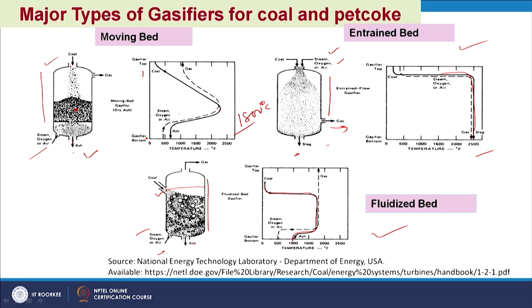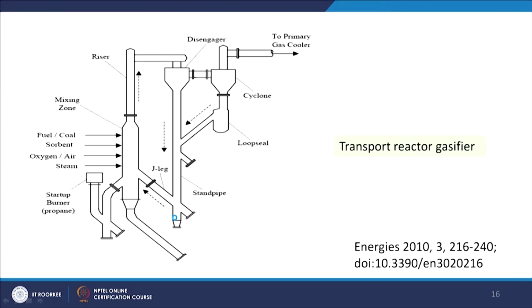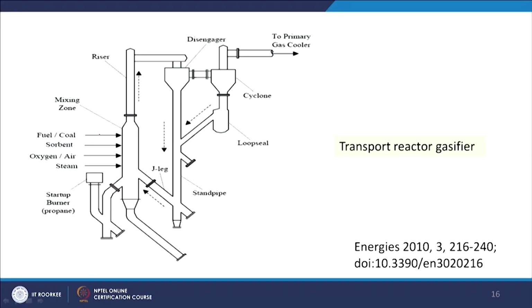But these fluidized bed gasifiers have some advantages, such as in situ capture of sulfur. That is why the transport reactor gasifier has been developed by KBR. In this case, we have intermediate properties; both the fluidized bed and entrained bed properties are available here. How? We put in fuel, and some adsorbent to capture the sulfur, and then oxygen or air and steam, all coming into this reactor.